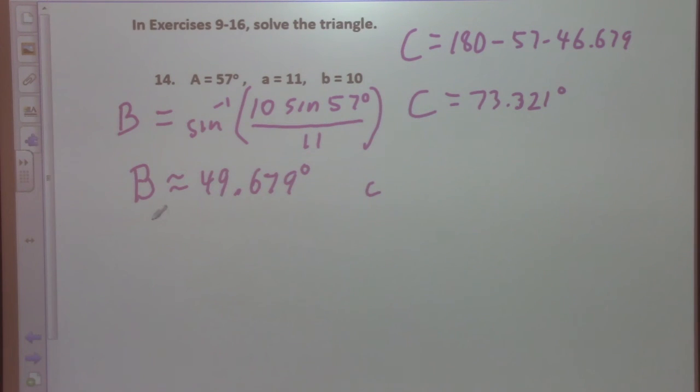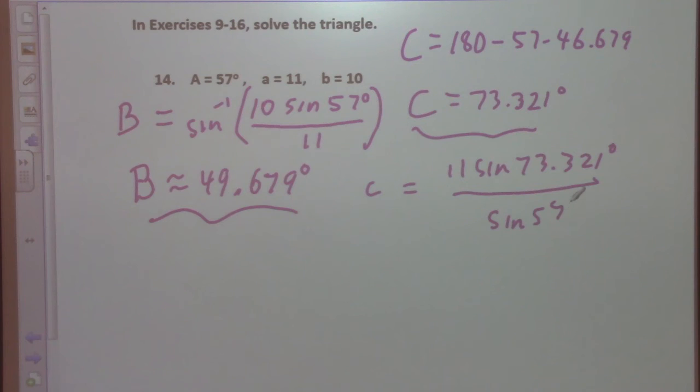And then I found little c, and I did 11 sine 73.321 divided by sine 57. Sine 57 degrees, okay. And then I got 12.564. 12.564. Yes. So little c is that. Okay, so little c, big B, all solved for.